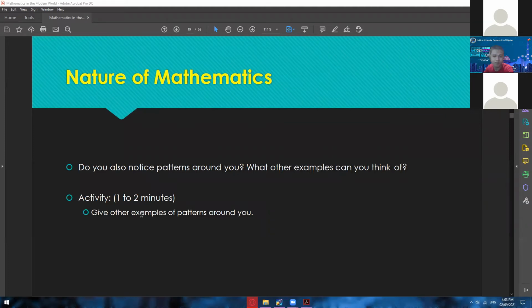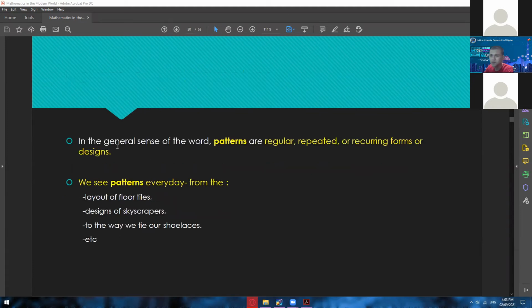And when you say numbers, meron din ganun. Kapag yung counts nito is, let's say, 1 or 2, most likely ganun lang. Like it has two maybe colors, or it has two patterns, or it has three patterns or three colors. So in the general sense of the word, patterns are regular, repeated, or recurring forms or designs.